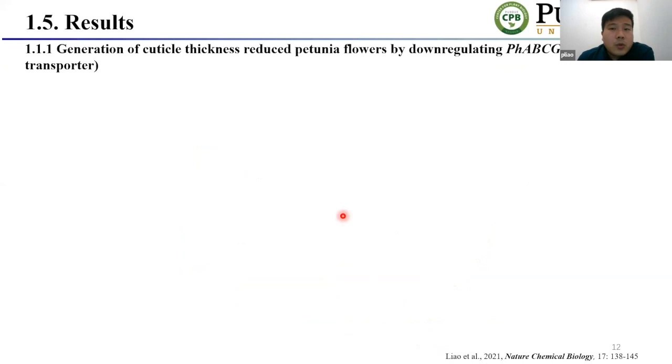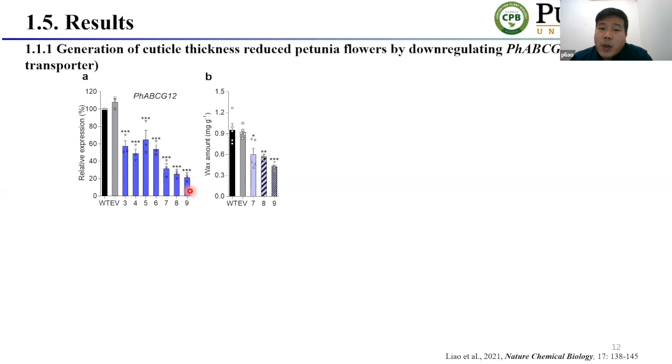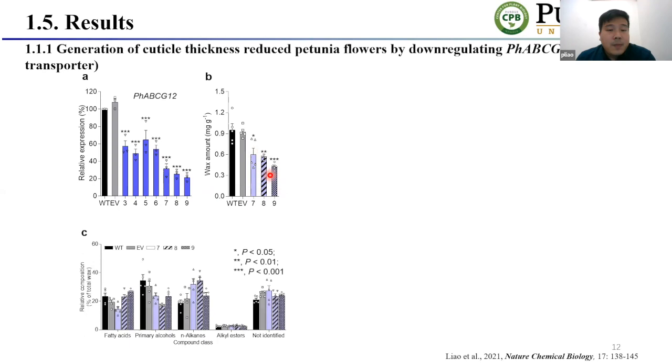Although we tried both, finally we only generated several RNAi lines that downregulate ABCG12, as you can see here. For the follow-up experiments, we chose these three lines, 7, 8, and 9, which show the most significant downregulation. The first thing we did was check the wax amount. As you can see here, the total wax amount was significantly reduced in all three RNAi lines. Then we looked at the composition of each major compound or group of the wax, and there was no significant difference in composition.